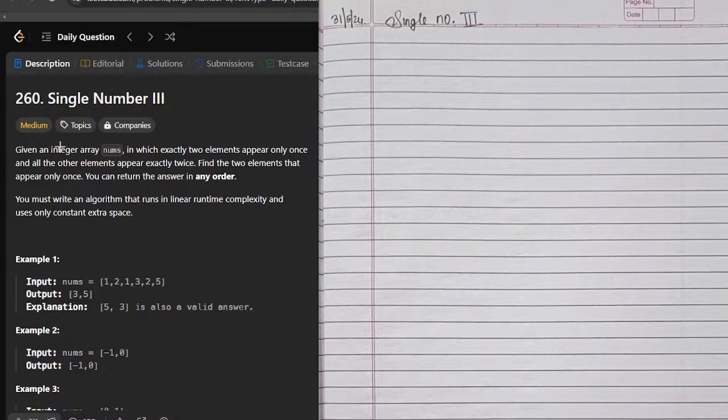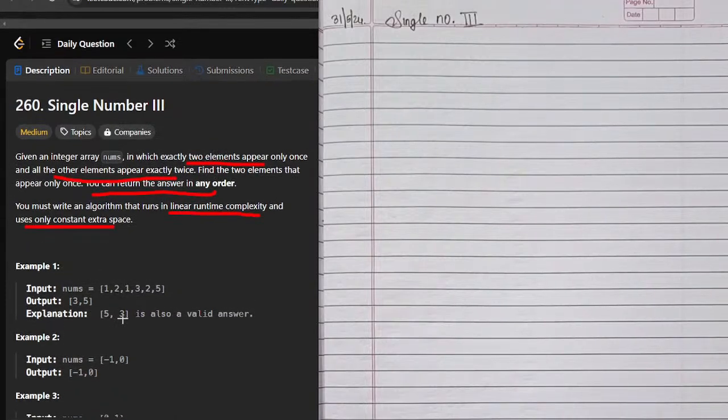So how we will start is, let's understand the question. Given an integer array in which exactly two elements appear only once, and all other elements appear exactly twice. Find the two elements that appear once, and return. You can return the answer in any order. You must write the algorithm that runs in linear time complexity and uses only constant space. So this is very important.